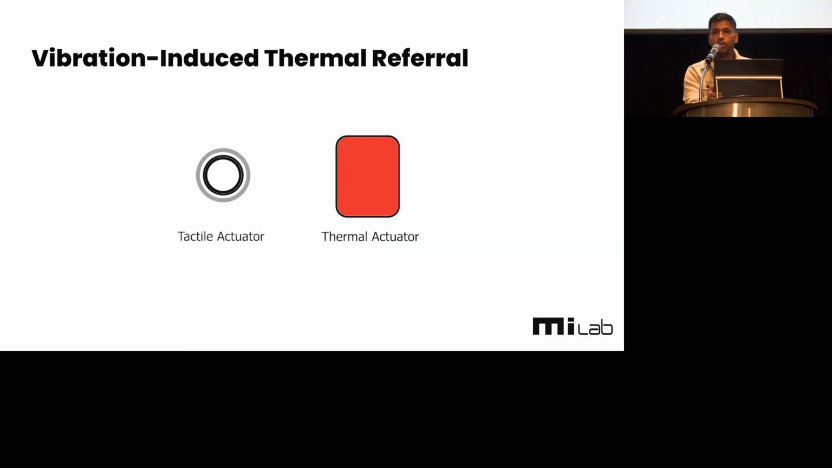The illusion of vibration-induced thermal referral is what supports the thermal part of our dynamic feedback. This illusion states that whenever thermal and tactile actuators are activated simultaneously at a nearby location on the skin, the thermal sensations are also perceived at the tactile location. By leveraging this, we can deliver heat sensations to any tactile actuator in an array.